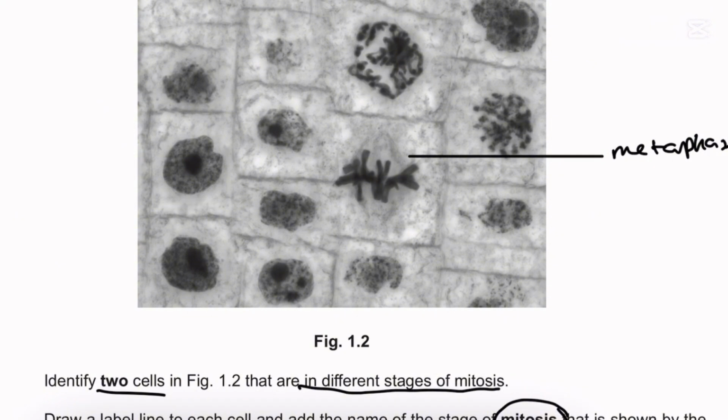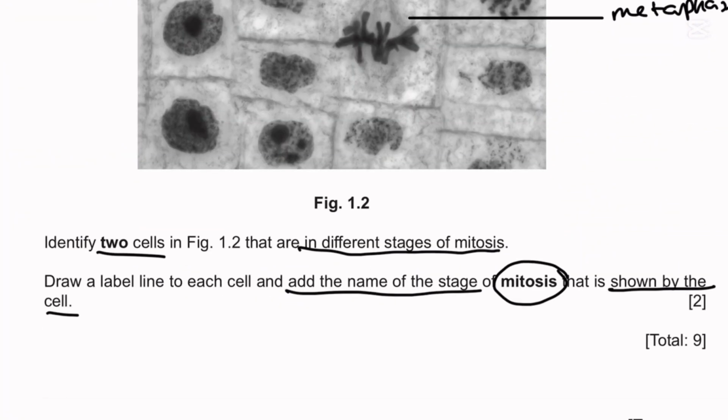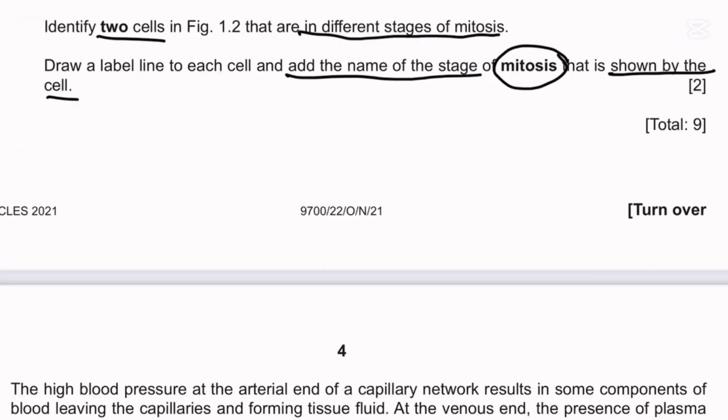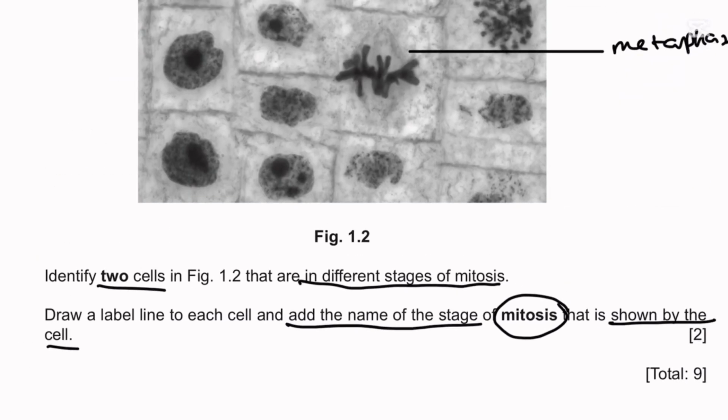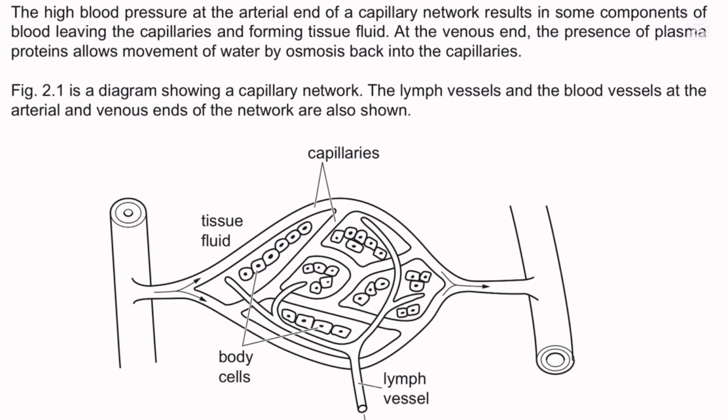but obviously this is not a stage of mitosis, so I can't label it. I can label this one over here as prophase. I can also label this one as prophase. It's really up to you, because you can see the nucleus is clearly gone. You don't have any nucleoli, you just have some condensed chromosomes. This is prophase, and there are two different stages, so I think we're good here. Okay. Identify two cells that are in different stages of mitosis and draw a label line to each cell.